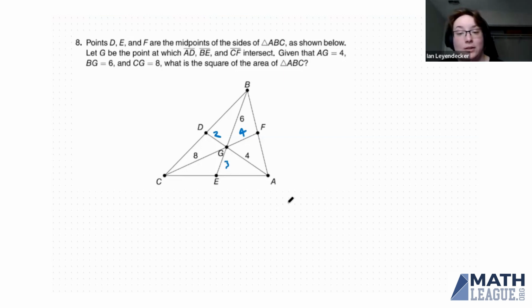And since in triangle AGC, triangle EGC has the same height but half the base, triangle EGC is going to have half the area of triangle AGC, and therefore 1/6 of the area of ABC. So all we need to do is find the area of EGC, and then from there, we will be able to multiply that by 6 and find the area of ABC.